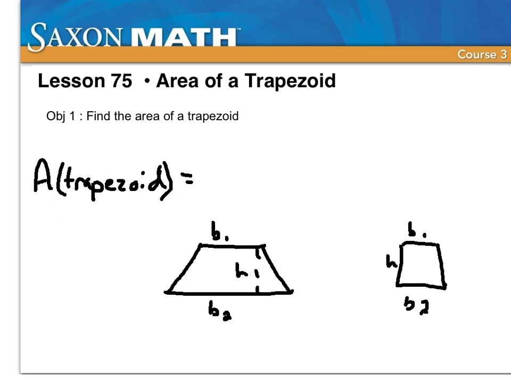The formula for finding the area of a trapezoid is you take 1/2 of the two bases added together and multiply it all by the height. So we take 1/2 times the sum of the two bases, multiplied by the height. Again, the formula for the area of a trapezoid is 1/2 times the two bases added together times the height. Now let's use this formula to find some areas of trapezoids.